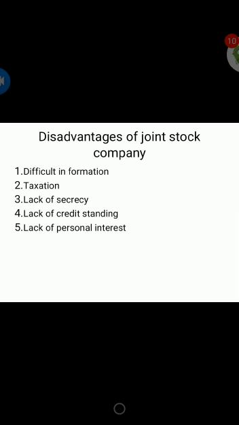The next is lack of credit standing. So what is this lack of credit standing? The company cannot enjoy high credit standing because of limited liability. If the assets are insufficient to pay off debts, the personal property of the shareholders cannot be utilized, right? So personal property of shareholders cannot be utilized.